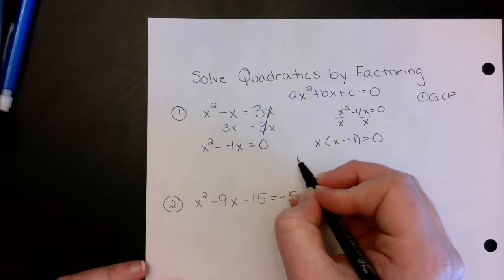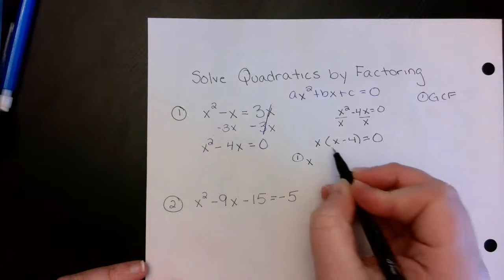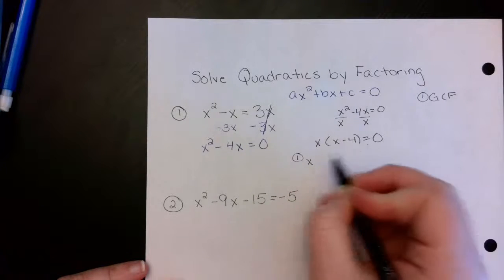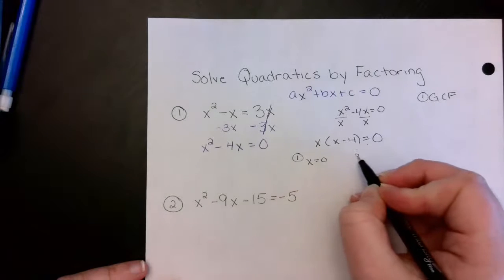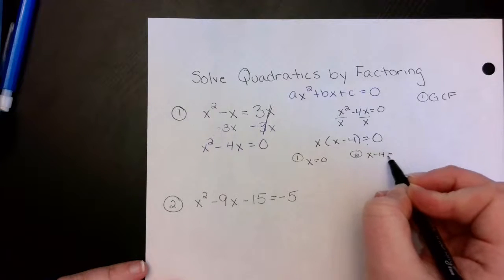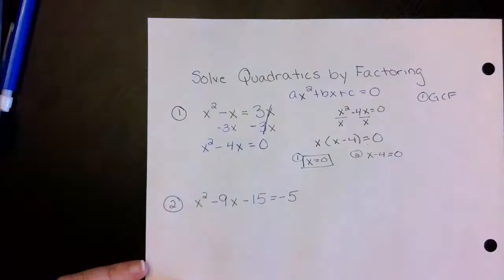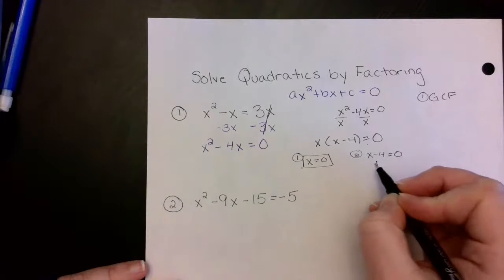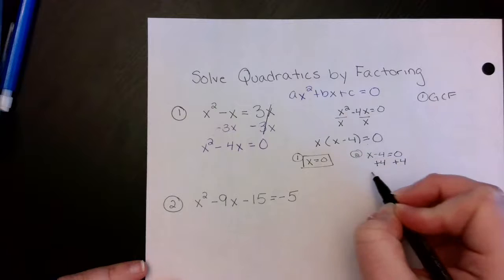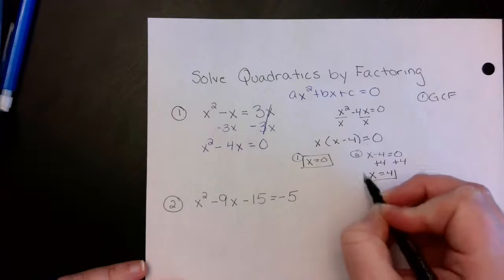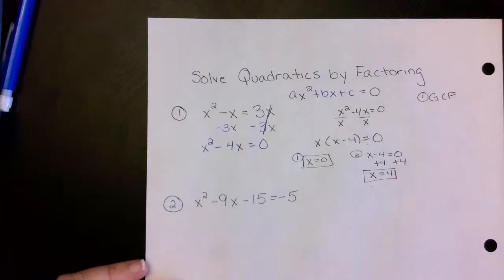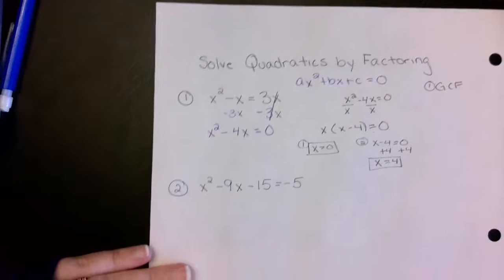So now my next step is to just make two equations with the factors. X equals 0. And my second one, x minus 4 equals 0. I already solved this one to say x equals 0. And then to solve this one, I need to add 4 over, and x equals 4. My two answers would be x equals 0, x equals 4.